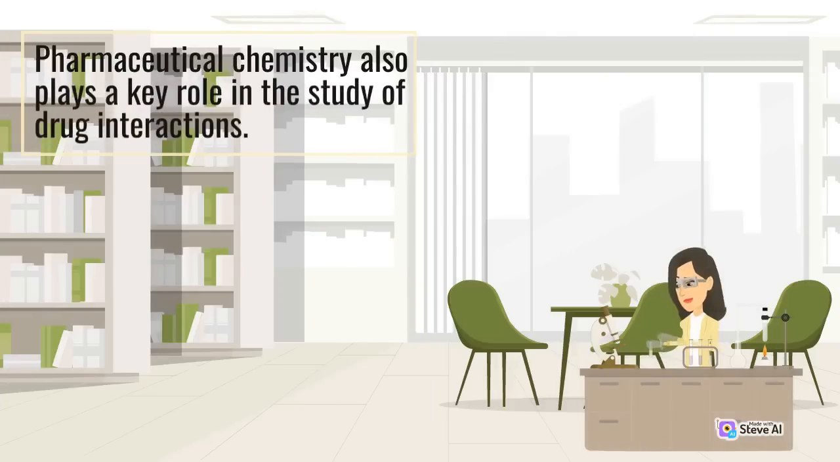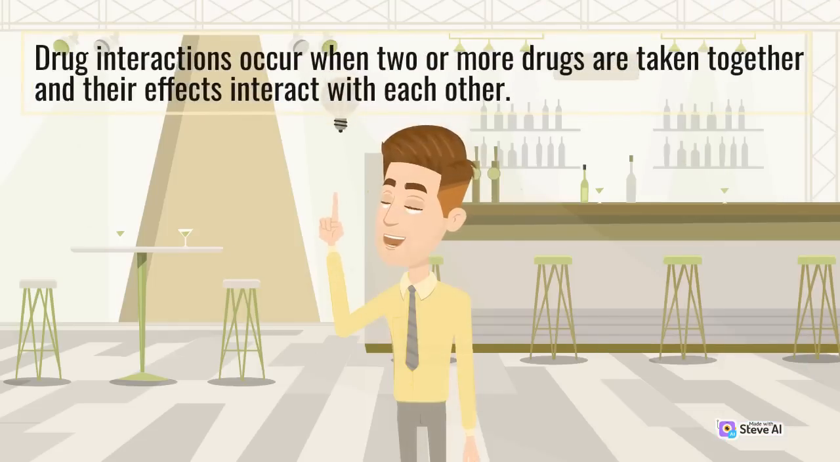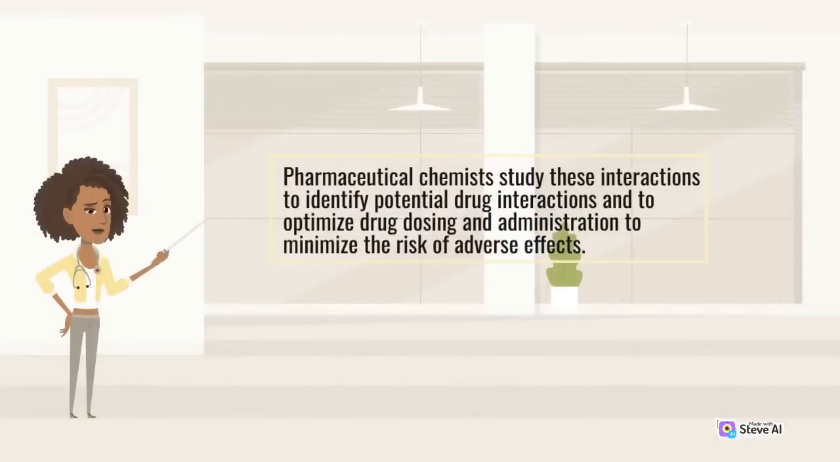Pharmaceutical chemistry also plays a key role in the study of drug interactions. Drug interactions occur when two or more drugs are taken together and their effects interact with each other. Pharmaceutical chemists study these interactions to identify potential drug interactions and to optimize drug dosing and administration to minimize the risk of adverse effects.